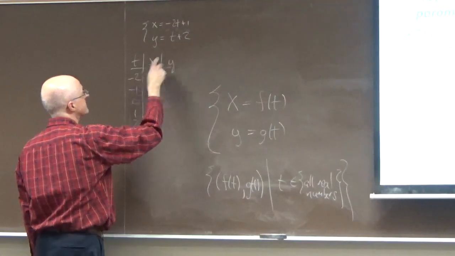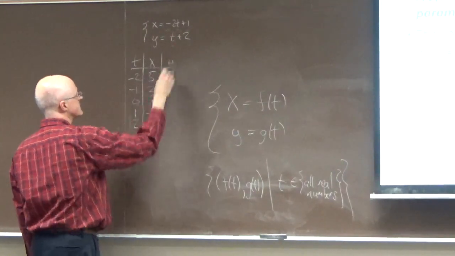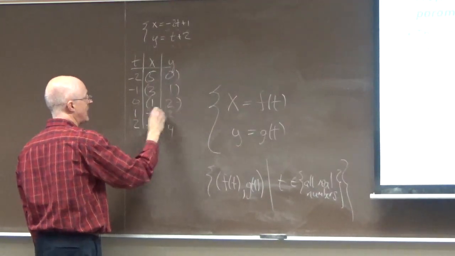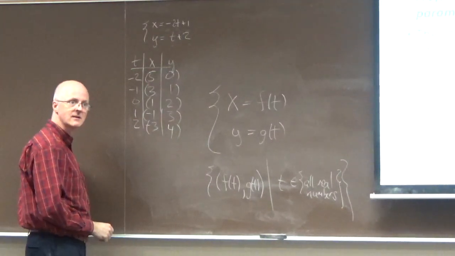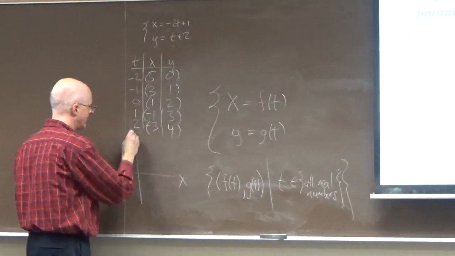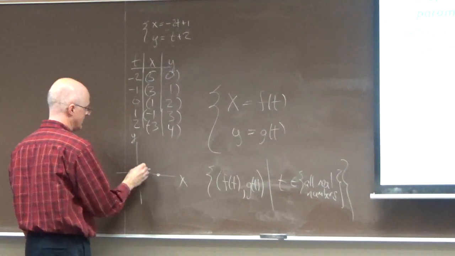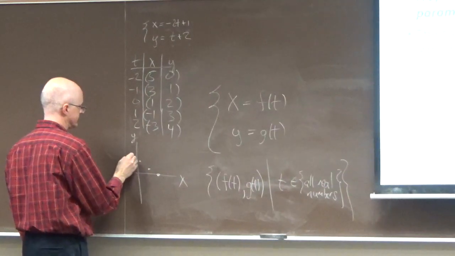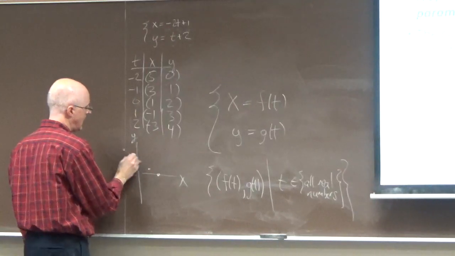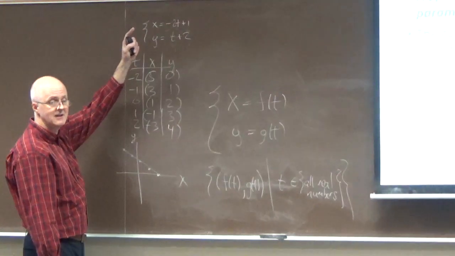The same thing for y. Negative 2 plus 2 is 0. Negative 1 plus 2 is 1. 0 plus 2 is 2, etc. Now plot these points in an xy plane. These are no longer intervals, these are coordinates. Plot those points. You're going to get something about like this when you plot the points. A line, which shouldn't be so surprising because these are linear functions in t.